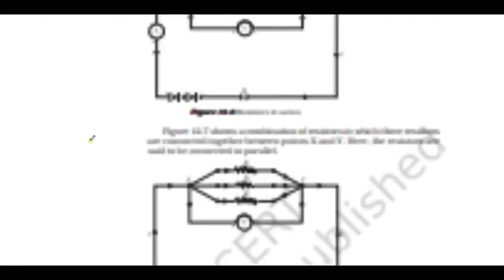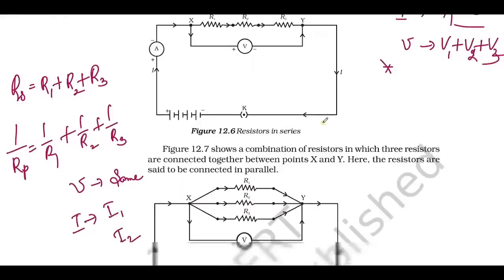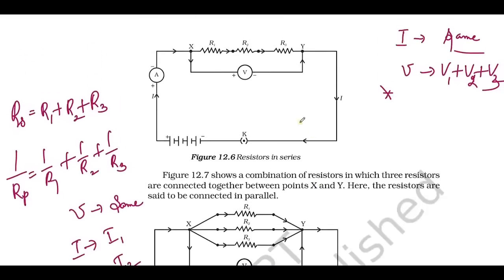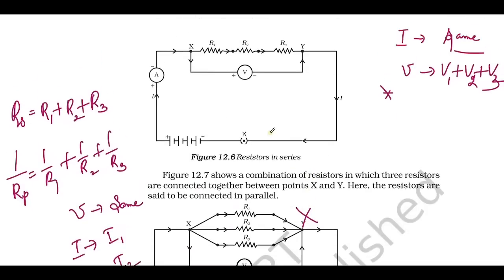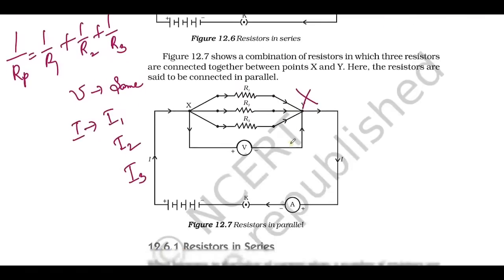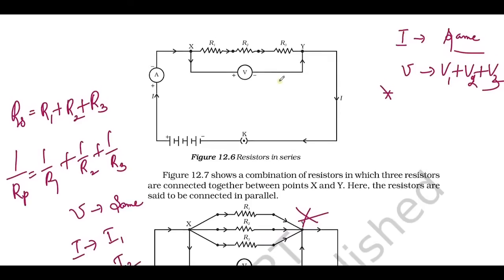So you should know this to solve problems. In case of series, the current is the same. The potential difference V is divided across each resistance. And between these two, the one most used in domestic circuits is parallel connection. Parallel connection is widely used in domestic circuits. You should list down all the advantages of parallel connection over series connection.